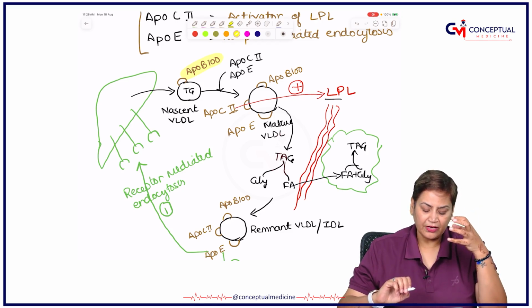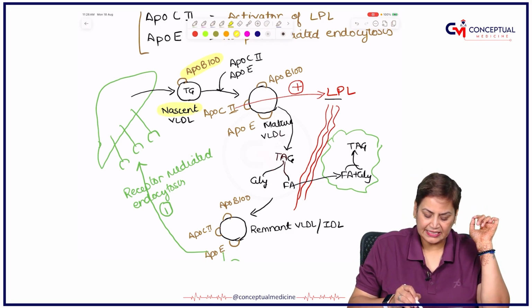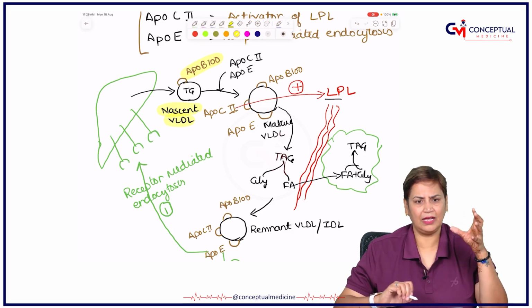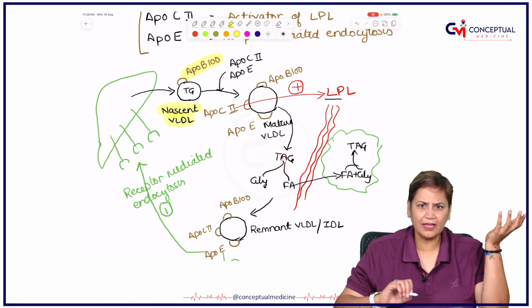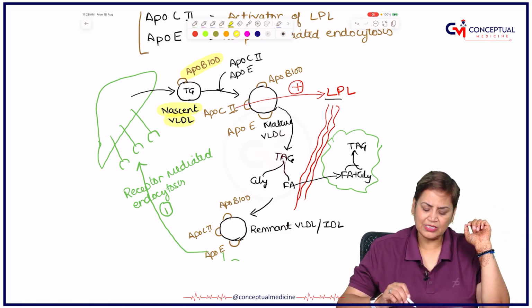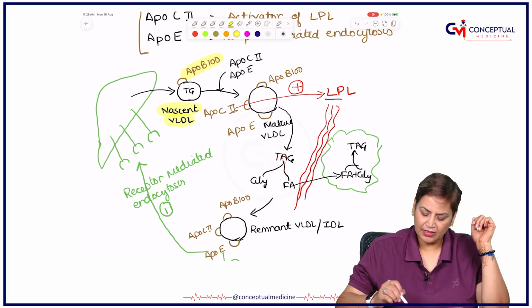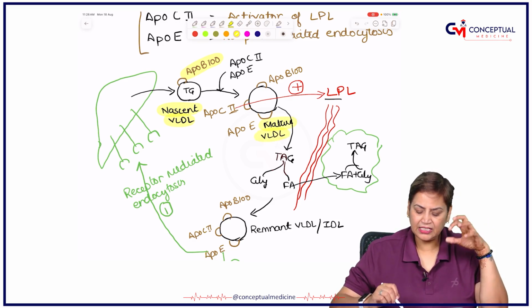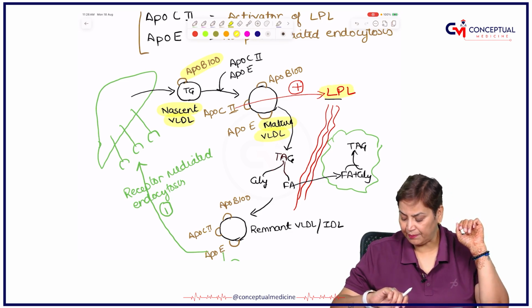Now this Apo B-100, when it combines with VLDL, is known as nascent VLDL. This nascent VLDL will now take up more and more TGs, because the ultimate aim is to degrade them. So Apo C2 and Apo E will come and help in this. When Apo C2 and Apo E combine, it becomes mature VLDL. And this mature VLDL is accepted by lipoprotein lipase.